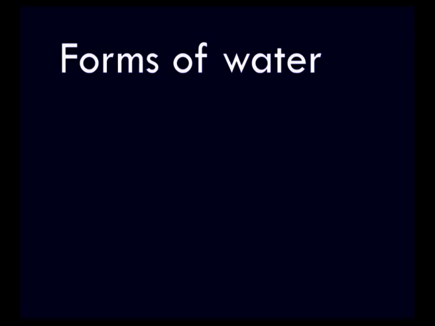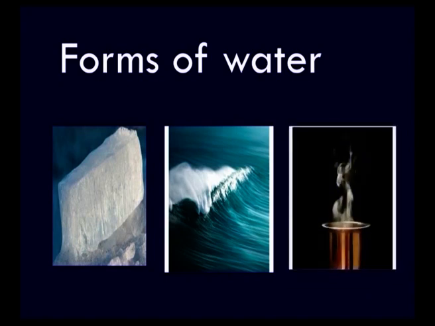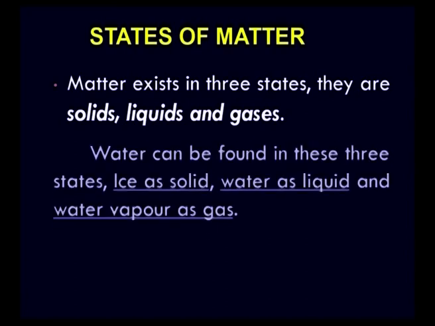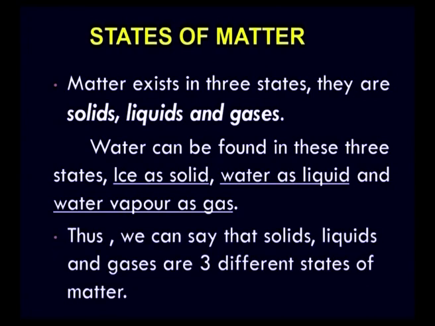Children, observe the forms of water. Ice, water, water vapor. Children, what can we observe from these pictures? Ice is a solid, water is liquid, water vapor is gas. Now let us discuss states of matter. Matter exists in 3 states. They are solids, liquids and gases. Water can be found in these 3 states: ice as solid, water as liquid and water vapor as gas. Thus we can say that solids, liquids and gases are 3 different states of matter.